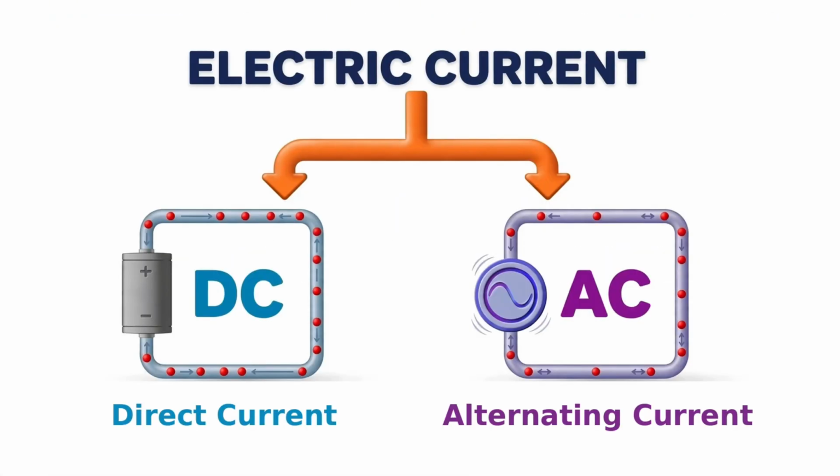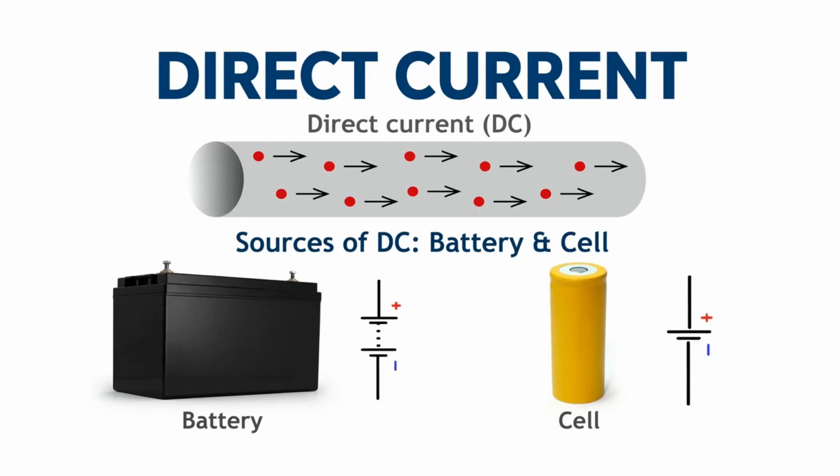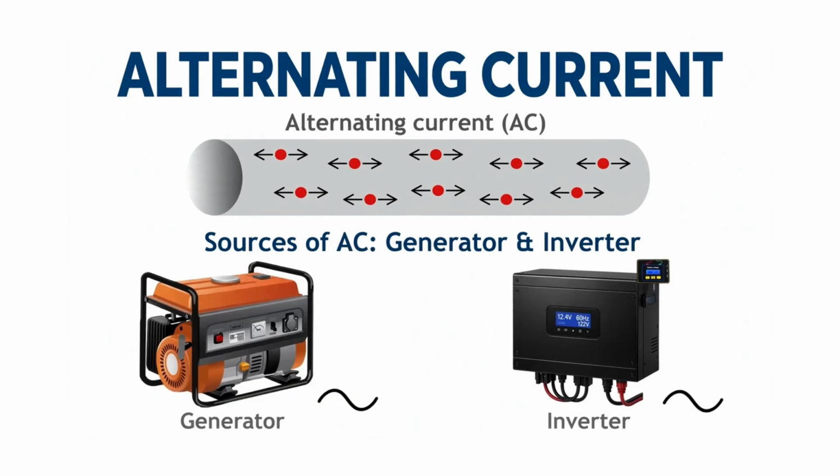Electric current is mainly divided into two types: direct current, or DC, and alternating current, or AC. The main difference is the direction in which the current flows. In DC, the current flows in one direction. Batteries and cells provide direct current. That is why many battery-powered devices operate using DC. In AC, the direction of current changes repeatedly with time, so it also has a frequency. AC generators and inverters provide alternating current.